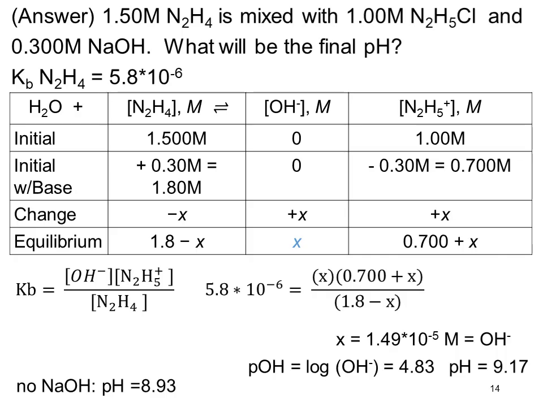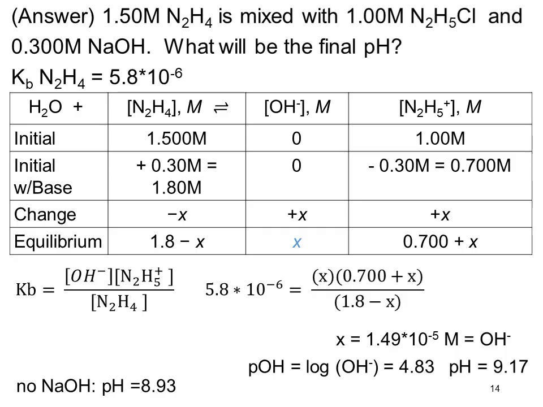So at that point, the base is completely reacted. The buffer system can now move forward into equilibrium. So my reactants go down by X, my products go up by X, and now I'm set up to solve for my X. I have my Kb, I have my N2H4 concentration, I have my N2H5 concentration. I make the assumption, I solve for X, which is my concentration of OH minus, I find the pOH, and from the pOH, I get the pH.